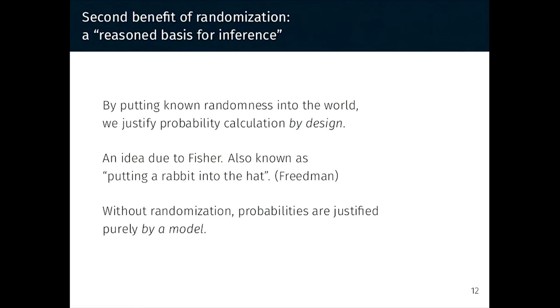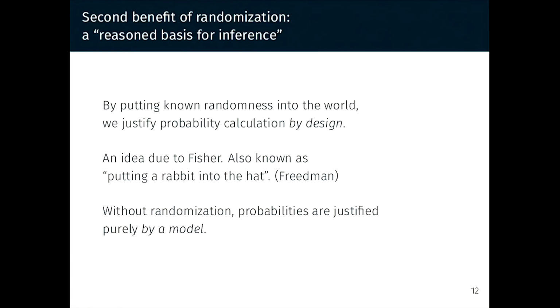So that's the first benefit, which is this freedom from bias. There is the second benefit, which I know Professor Stark talked to you about not too long ago, which is that randomization gives us this reasoned basis for inference. By putting a known randomness into the world, we are randomizing patients with some mechanism that we know about, some random number generator that we're running. And by putting that randomness into the world, we can justify probability calculations based on that randomness.